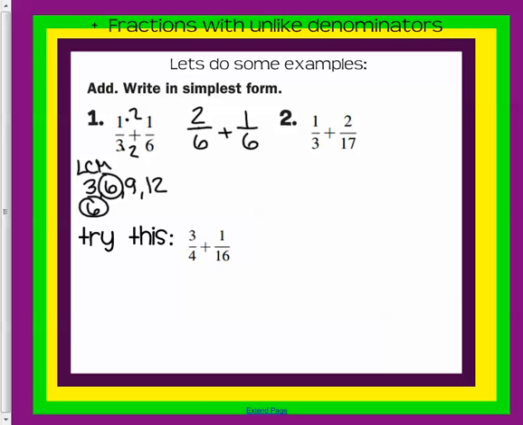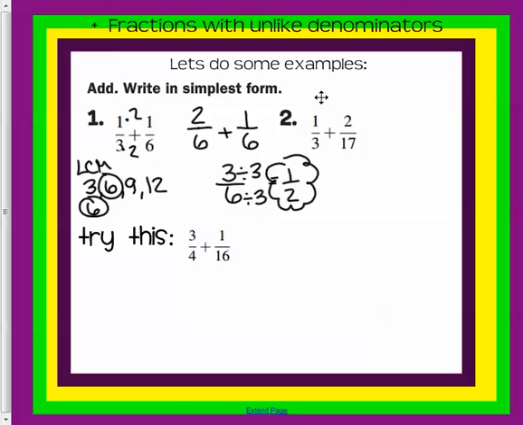Now to that, I'm going to add the original 1/6. So how many do I have on top? 3, and the size of them are 6ths. Now this can be simplified. So I'm going to simplify by dividing by 3, and I get 1/2. And I bubble that in.